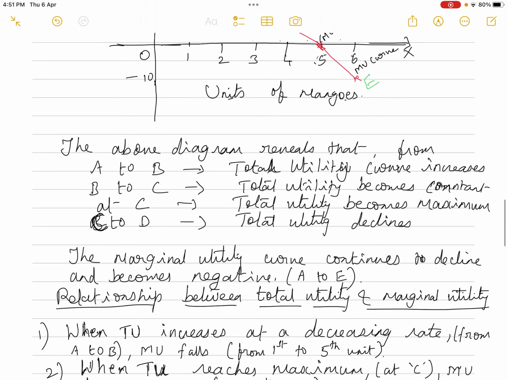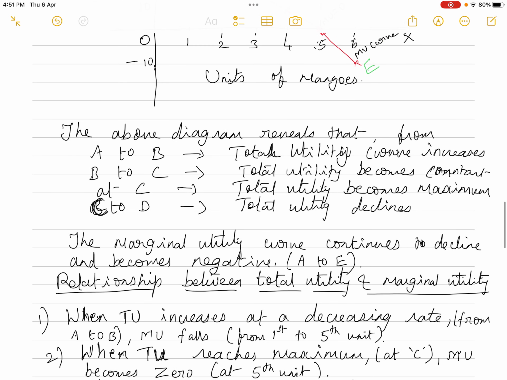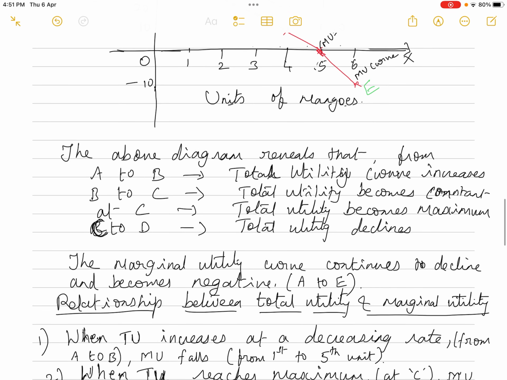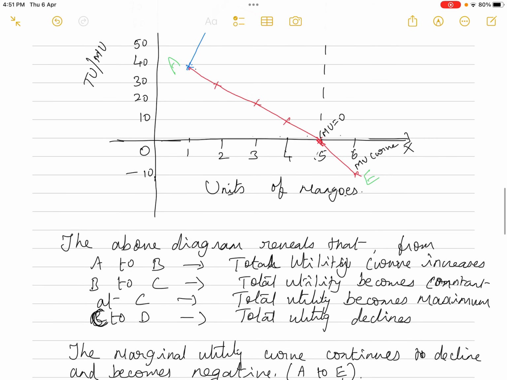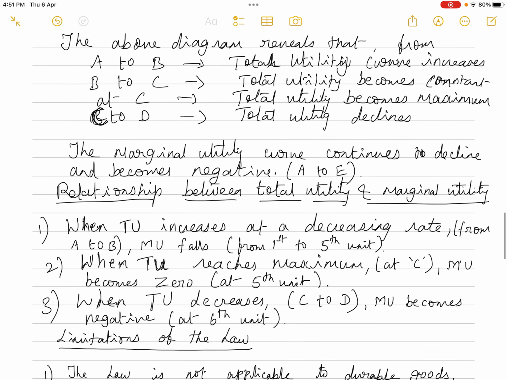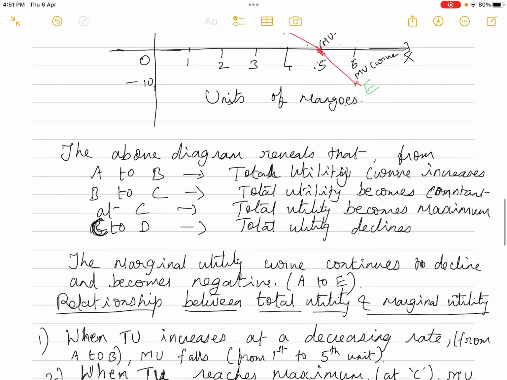And as far as the marginal utility is concerned, what is happening? The marginal utility continues to decline, and finally it becomes negative. So that is the diagram from A to E. And then the next point you have to mention is the relationship between total utility and marginal utility. Write in the same manner the way I have mentioned here, underlining and highlighting each and every point.